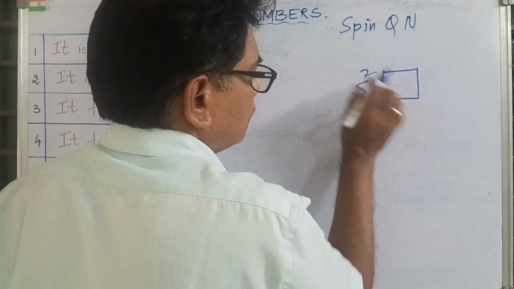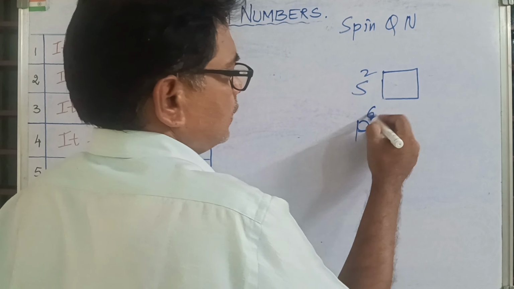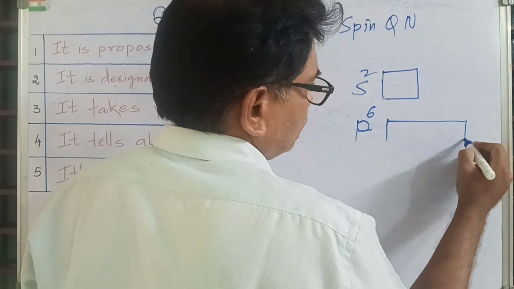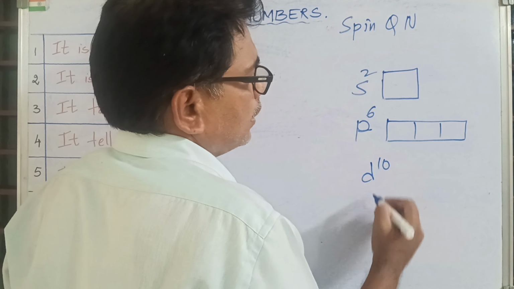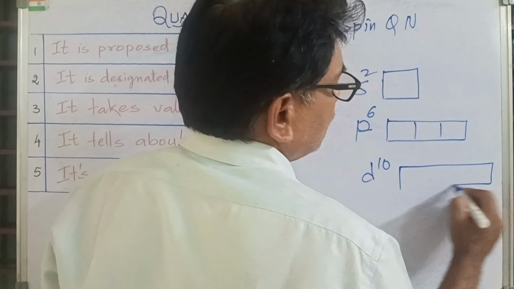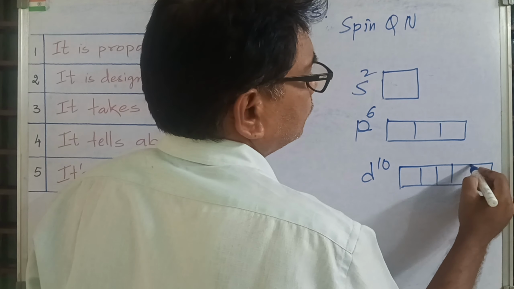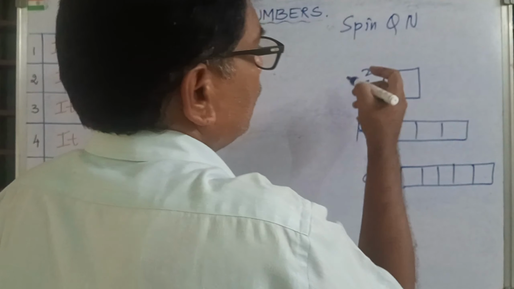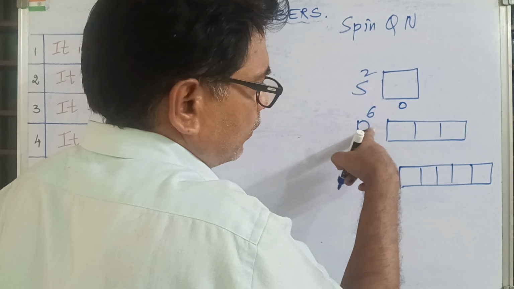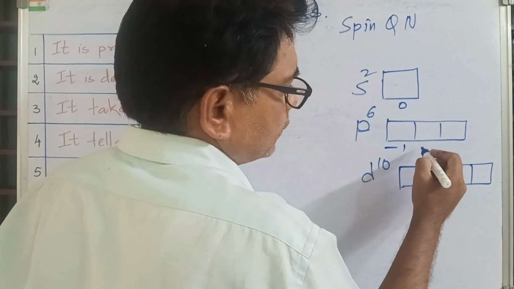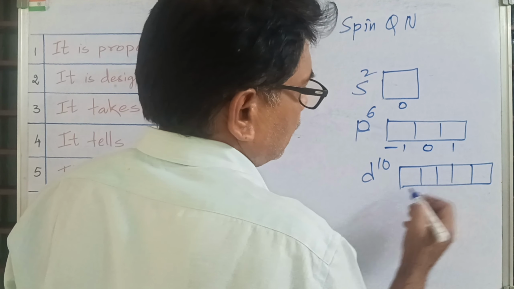P holds how many electrons? 6. Therefore, how many boxes do I require? 3. D holds how many electrons? 10. So, how many boxes do I require? 5. Very good. So, L is equal to 0. L is equal to 1. So, starting number minus 1, 0, plus 1.